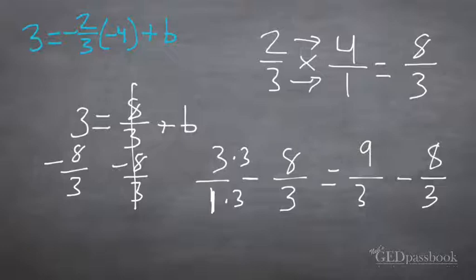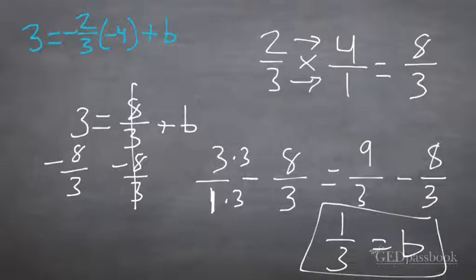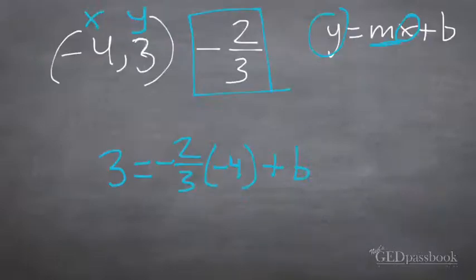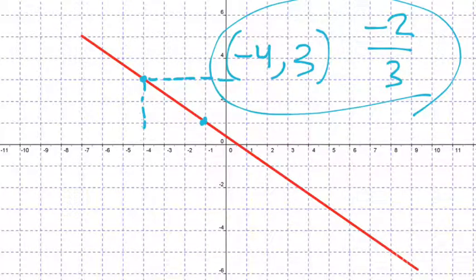Final answer is what? 1 over 3 equals B. Does that look like 1 over 3 right there? I could see that.